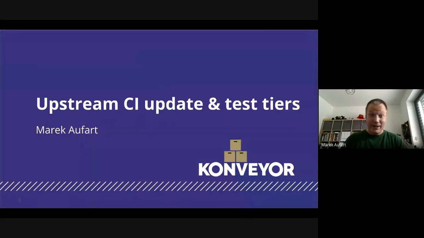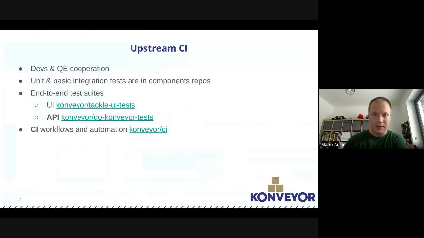Okay. So I would like to give a short update on the upstream CI, which is basically a set of tests we use for verifying our project. The new thing is the addition of test tiers. All this is a cooperation between developers and QE, so it's not a single responsibility. Each component should have its own unit tests and maybe basic integration tests. But then there are two bigger test suites, one for UI and the other for API. These are dedicated to really the features, not single API calls, but should follow basic features of Konveyor.